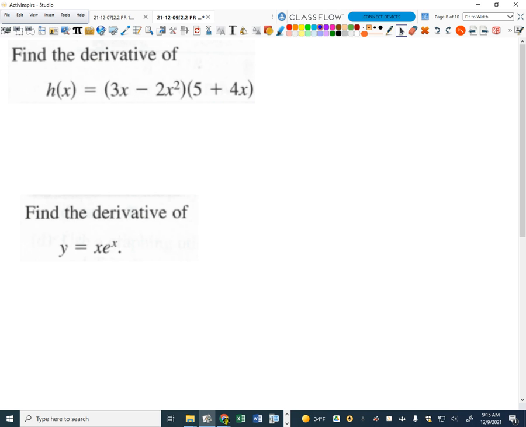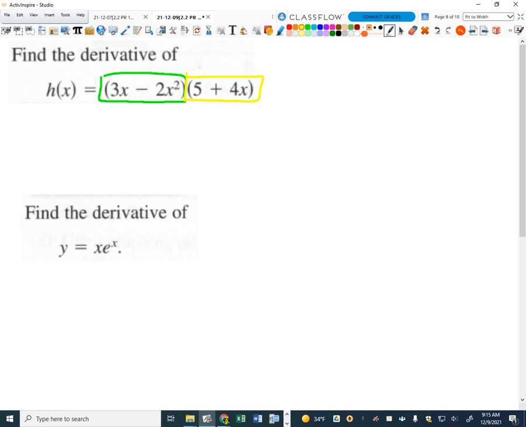Everybody agree it's a product of two factors? Remember, factors in math are things that are multiplied, and terms are things that are added or subtracted, right? So it's a product of two factors. We've got the green factor and the gold factor.